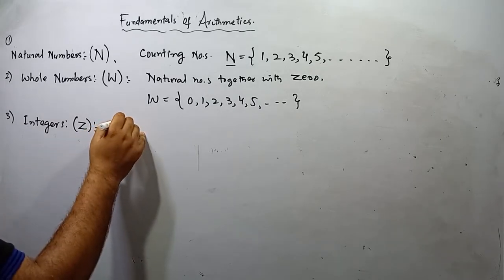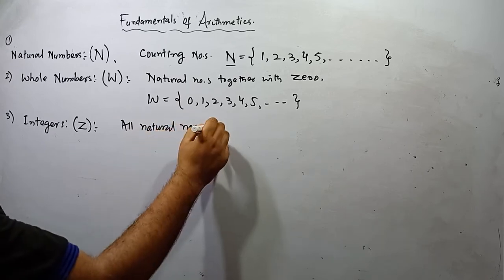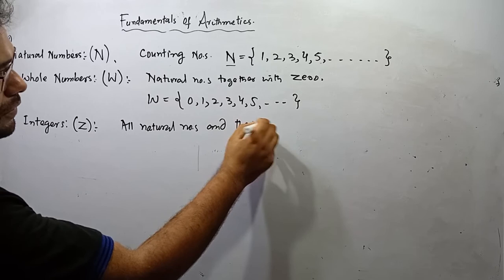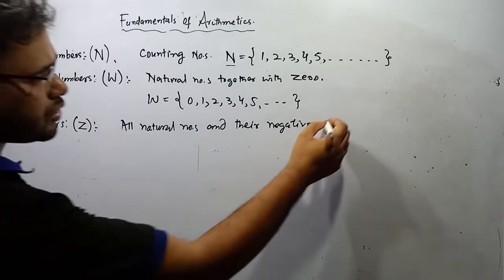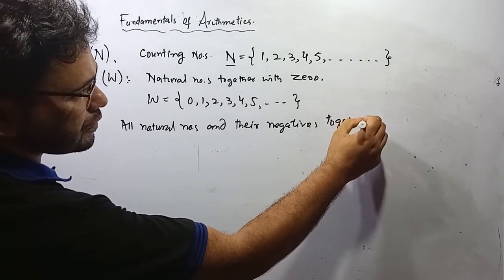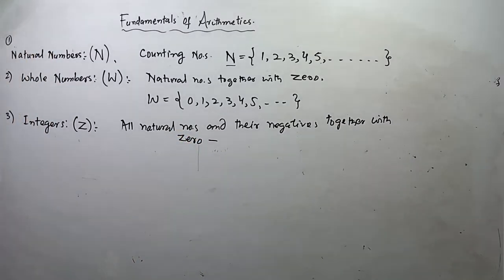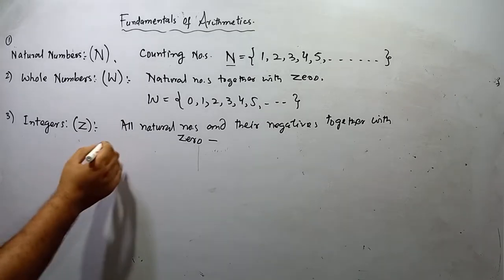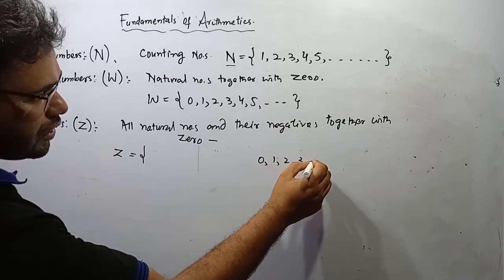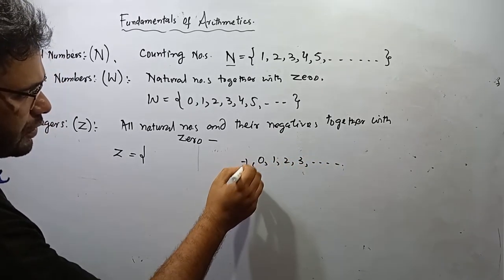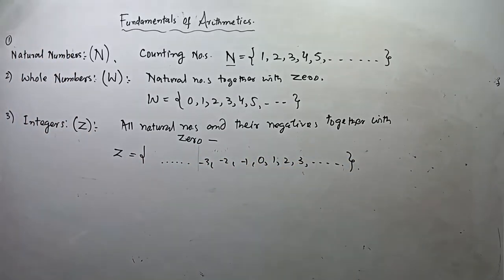So I can say here all natural numbers and their negatives together with 0 form a group of numbers which is called integers. So I can write here Z equals to 0, 1, 2, 3 and so on, -1, -2, -3 and so on. So this group is the group of integers.